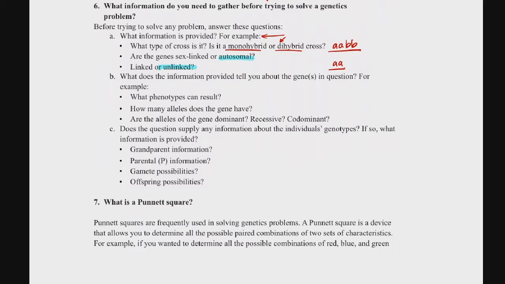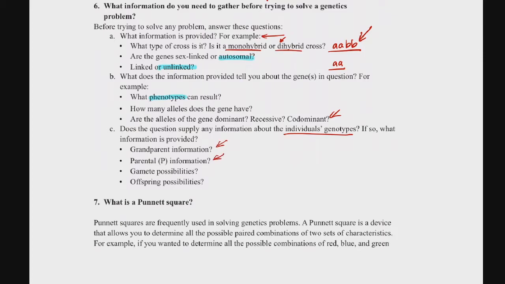B, what does the information provided tell you about the genes? So what are the different kinds of phenotypes that can result? If it's a homozygous dominant with a homozygous recessive, we would only see the dominant. How many alleles does the gene have? Similar to up here, are there two alleles, just one allele that we're working with, that kind of thing. Is it codominant? Are there going to be more than just two expressions of phenotypes? Is it just dominant and recessive? What kind of square are you looking at? And then, does the question talk about individual phenotypes?